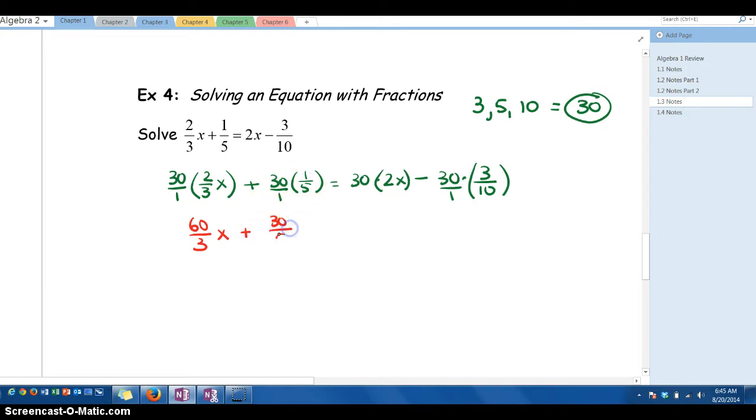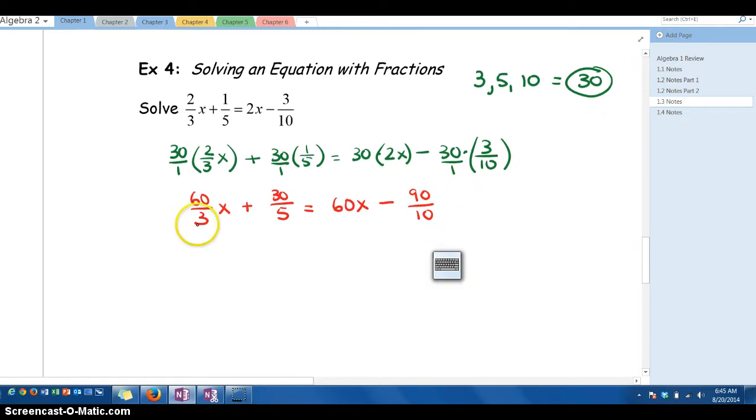1 times 5 is 5. Equals 30 times 2 is 60x. That's the only one that doesn't have a fraction, which is awesome. 30 times 3 is 90. Divided by 1 times 10 is 10. Now hopefully you see, wait, those numbers could be simplified very nicely.